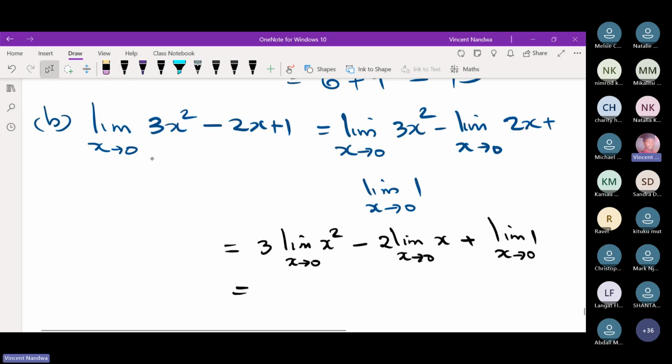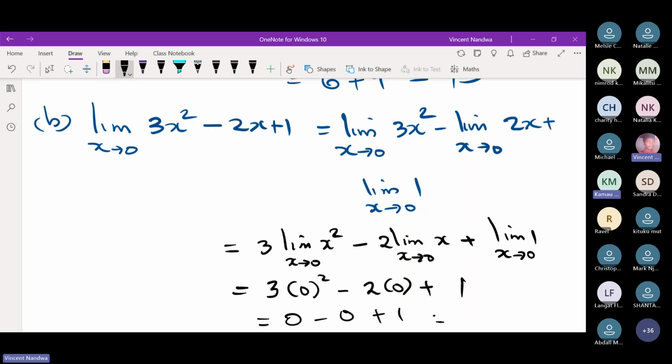So here you directly substitute 0 for x. So we'll have 3 times 0 squared minus 2 times 0. And what is limit as x approaches 0 of 1? 1. So this will give us 0 minus 0 plus 1, to give us just 1.